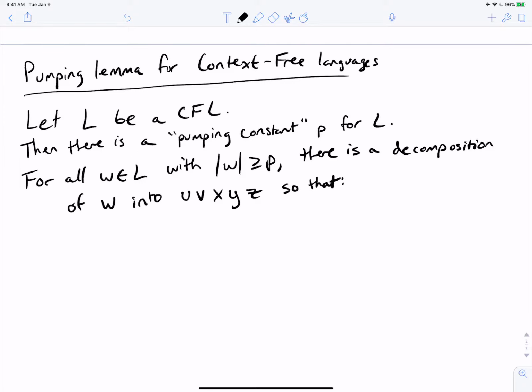So that, and then we got 3 conditions, just like before. In fact, there are only 2 differences from the regular language one, I guess 3, at this point. Well, it's called the pumping lemma for context-free languages, so that's a little different. L has to be a CFL here. Well, every regular language is a CFL anyway. And we're breaking W into 5 parts instead of 3. But everything else is the same.